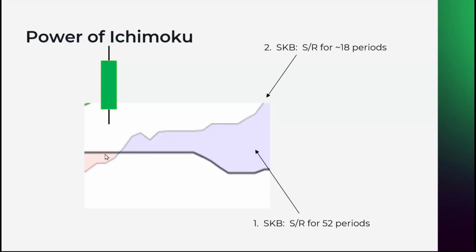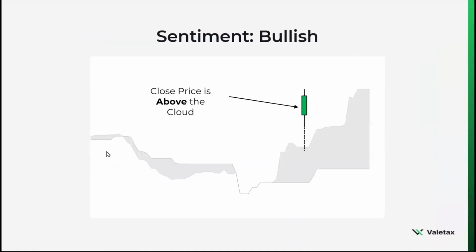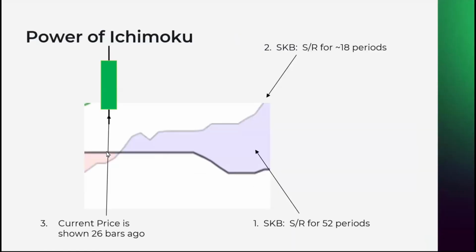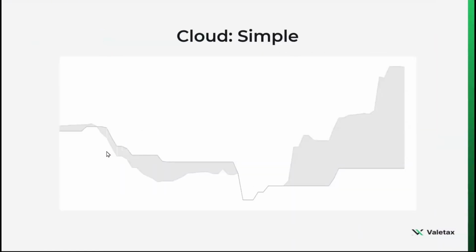Does anyone have any questions on why this cloud was shifted 26 bars into the future? The current values are right there, and when you look at this cloud above you or below you, it shows you the support resistances from 26 bars ago. So the key is: where is price with respect to where it was 26 bars ago?